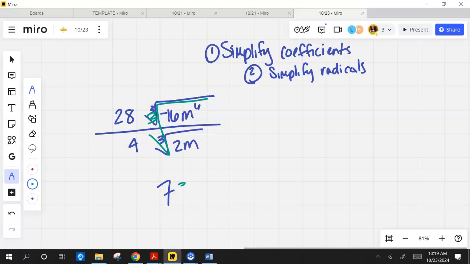So now I've got the cubed root of, I should do that in blue. Negative 16 divided by 2 is what? Negative 8. M to the 6th divided by m is, and now I simplify.